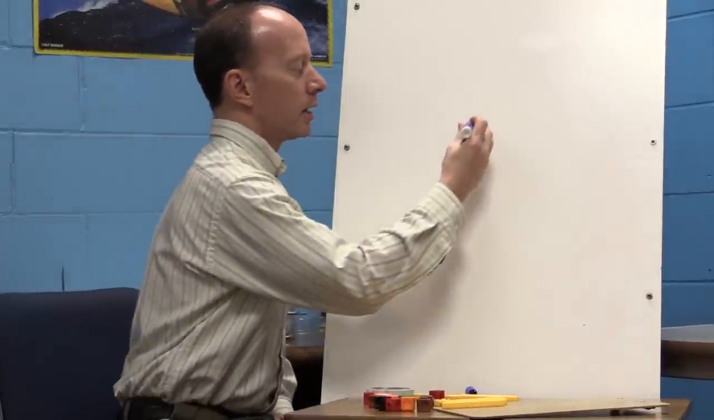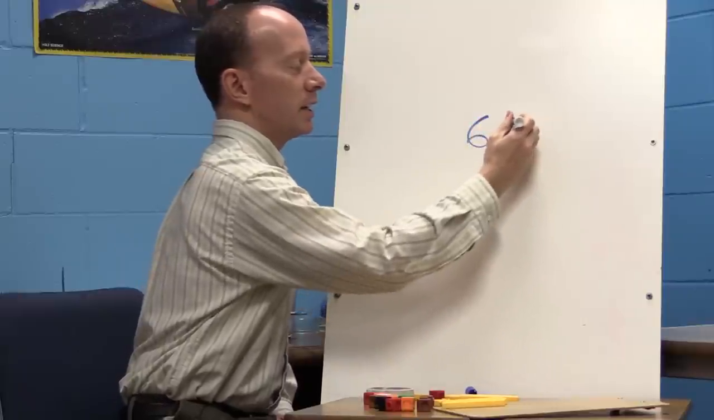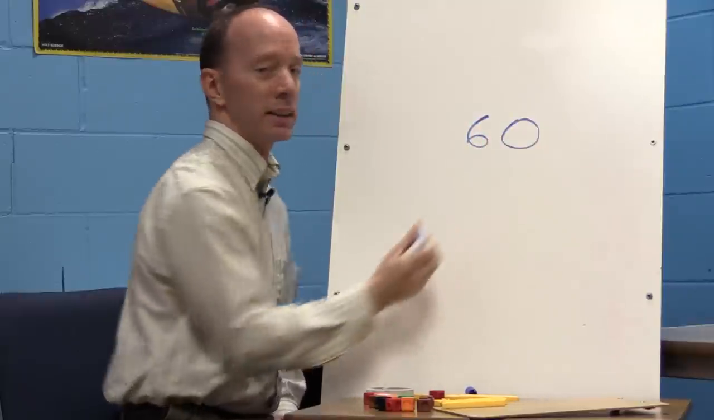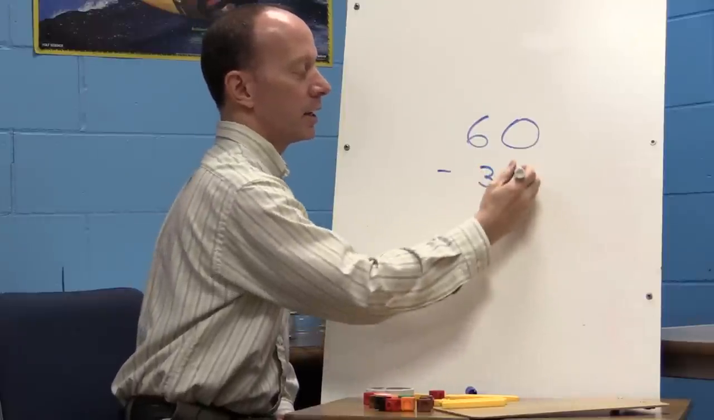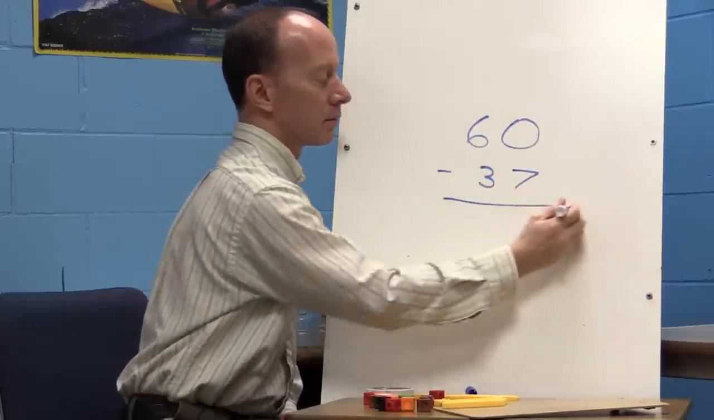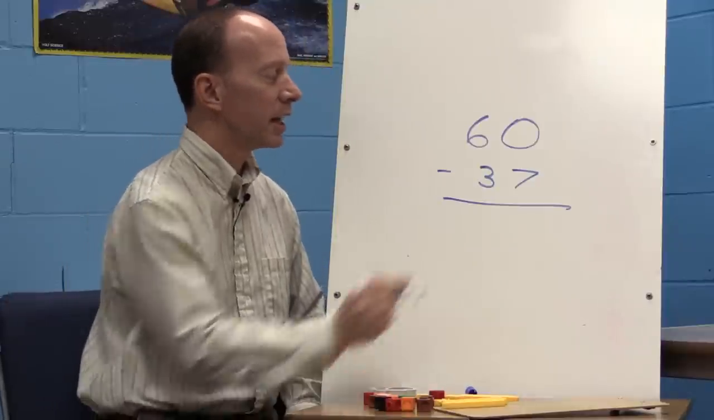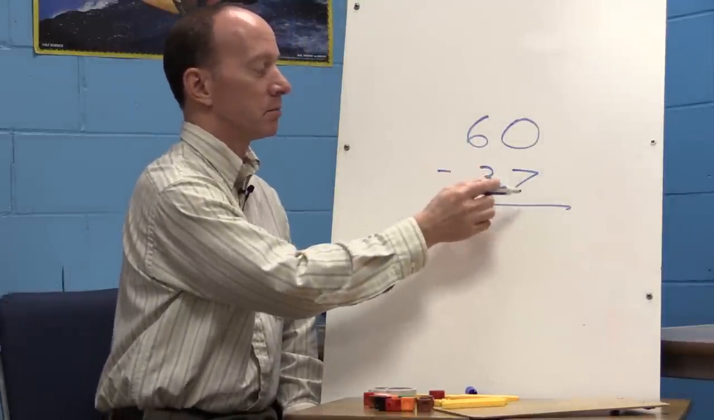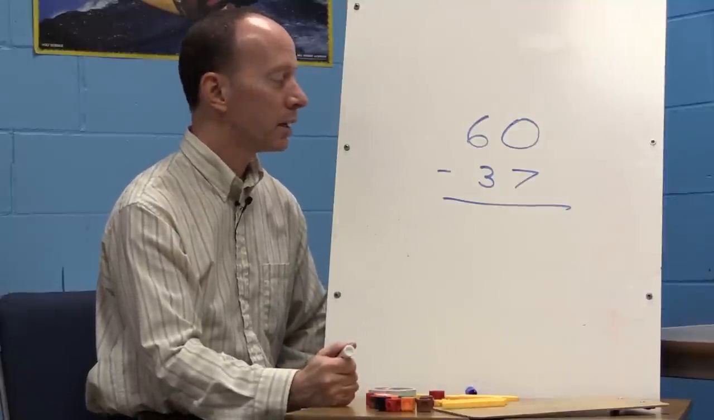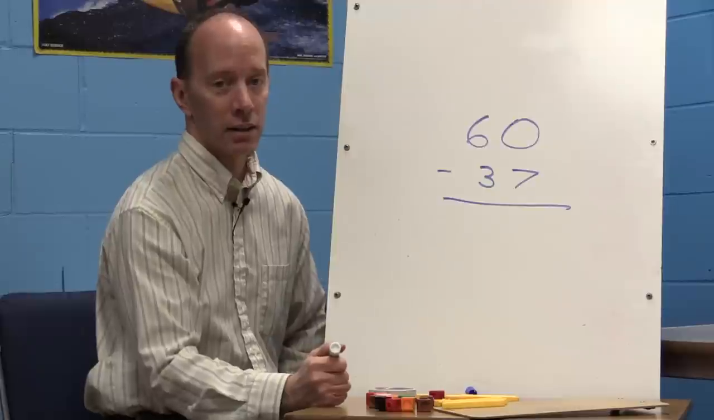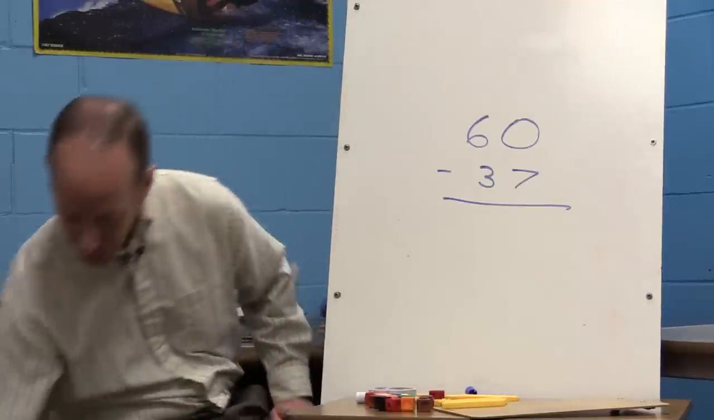Okay, let's try 60, just plain 60, minus 37. This one really confuses some students because they will think that 7 minus 0, you don't need to regroup, and they'll just put a 7 right there, okay? But you got to remember about the hat thing. Remember the hat?